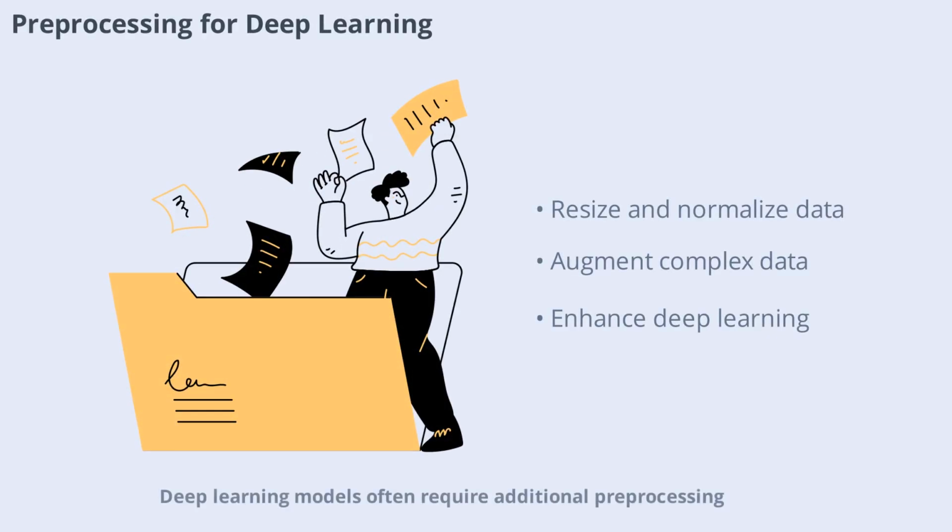Deep learning models often require additional preprocessing, such as image resizing, normalization, or data augmentation. These steps help models learn more effectively from complex data types like images or audio. Proper preprocessing is key to unlocking the full potential of deep learning techniques.